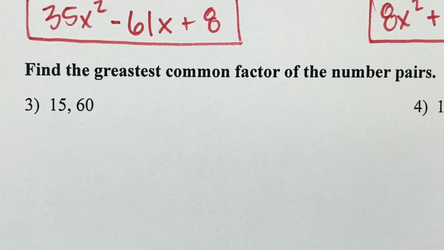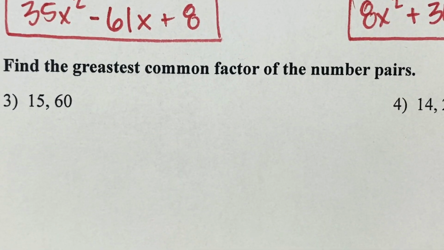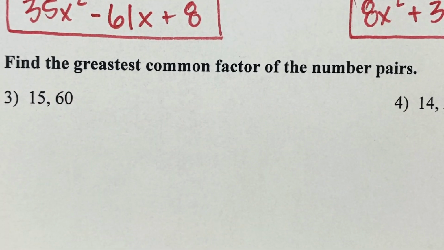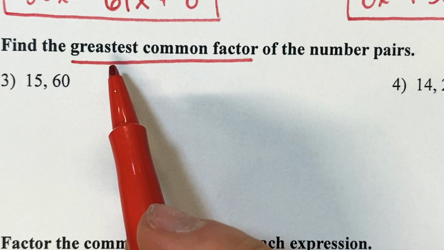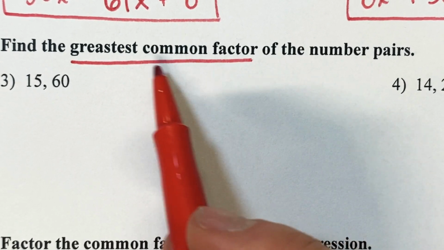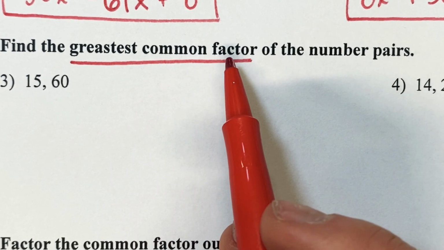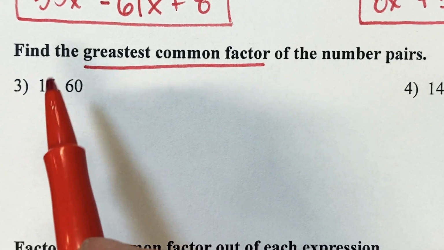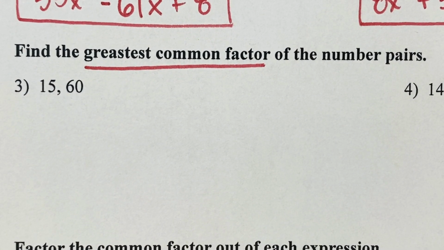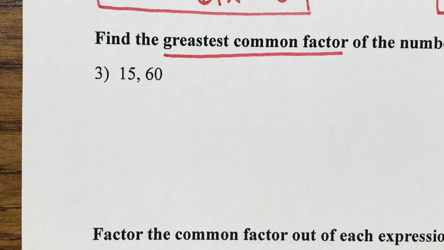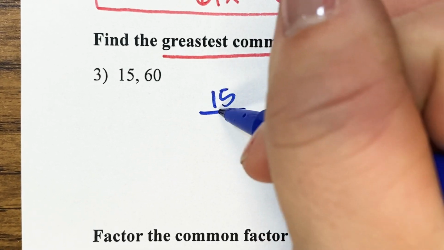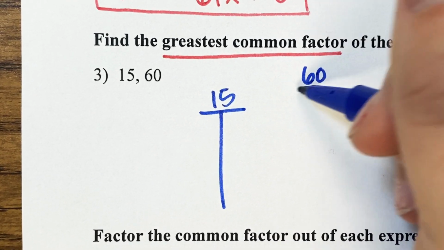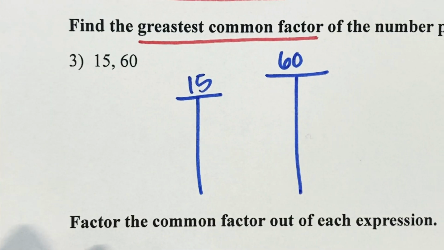For numbers 3 and 4, we are finding the GCF, or greatest common factor. Okay, greatest, biggest; common, number they have in common; factor, the number that can be divided evenly in them. So let's look at 15 and 60. How we're going to do this is we're going to make a factor list for 15 and 60.